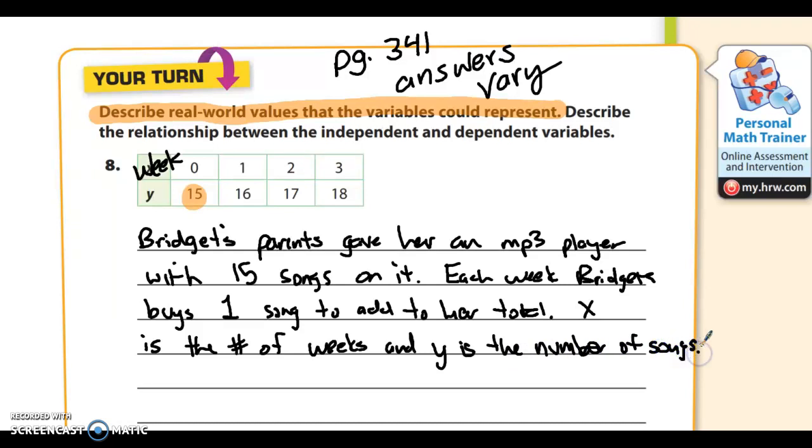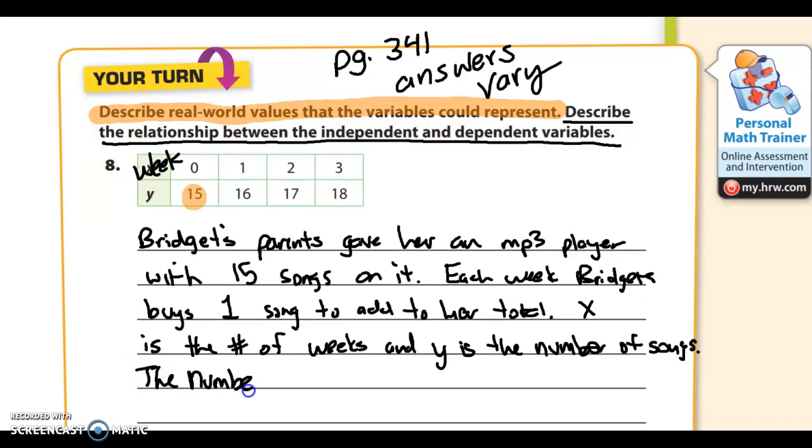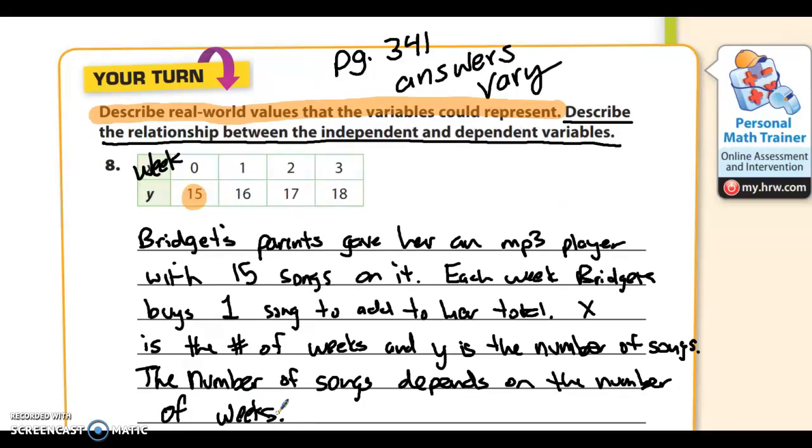And the last thing says to describe the relationship between the independent and dependent variables. And really what they want us to say there is we want to say something like the number of songs depends on the number of weeks. All right, if you want to come up with your own, that's fine with me. If not, you can hit pause and record this answer for yours. And when you're ready, hit play and go on to the next one.